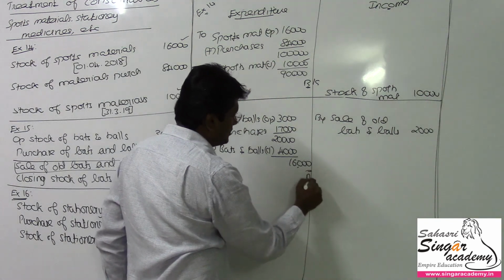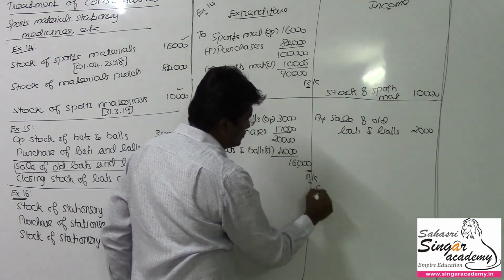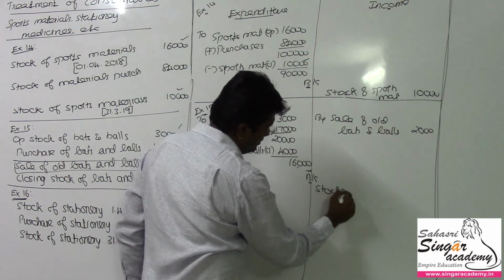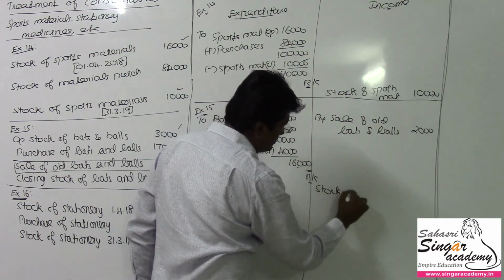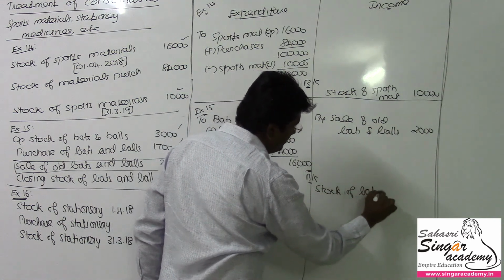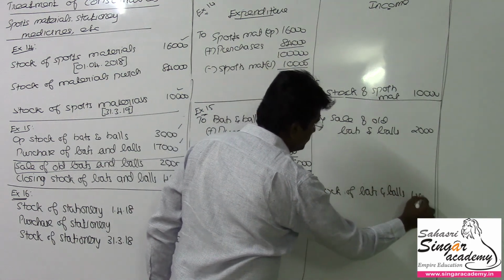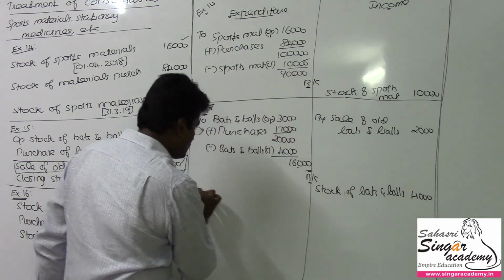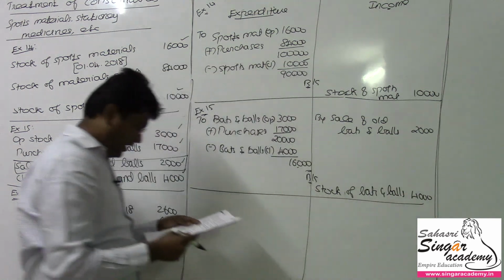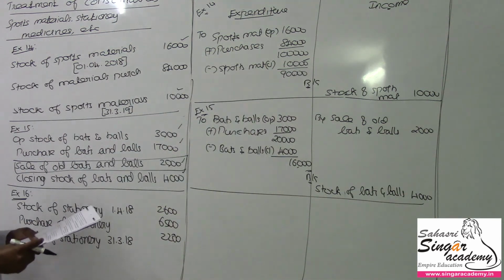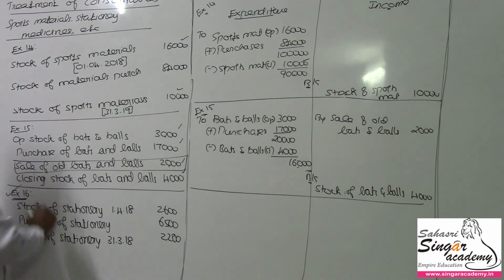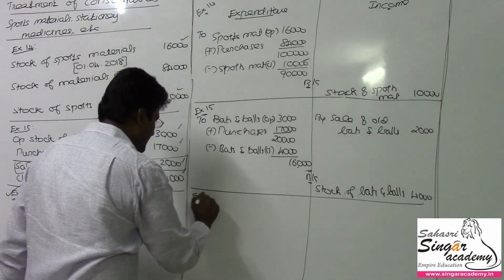So balance sheetla, stock of bats and balls, right. Okay, the value being 4,000. I hope you could understand this one. So exercise number 15 is over, right. The next exercise number 16, I will do the same way.